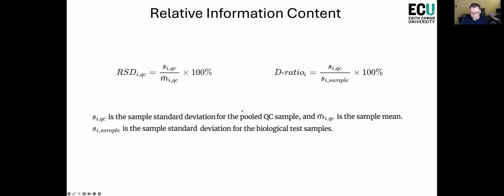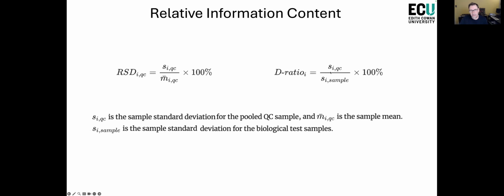Two methods for assessing that statistically: relative standard deviation, which I'm sure most of you have heard of, where we have the sample standard deviation divided by the mean of the QC. And then something that I developed in the paper in 2018, called the dispersion ratio. It's a variation on the theme of looking at ratios of variance, like the F-score. But in this instance, I wanted to stick to something that was comparable to the RSD.